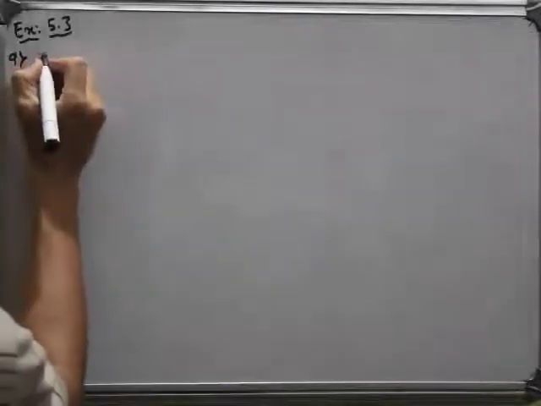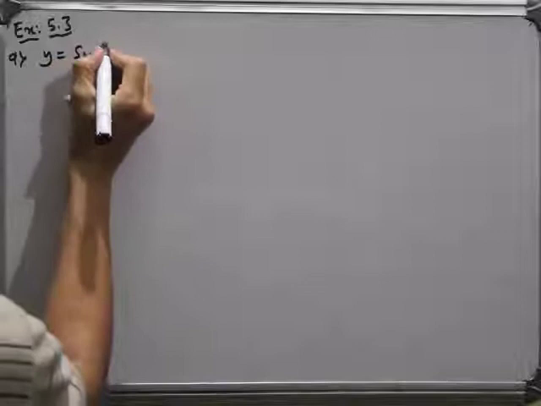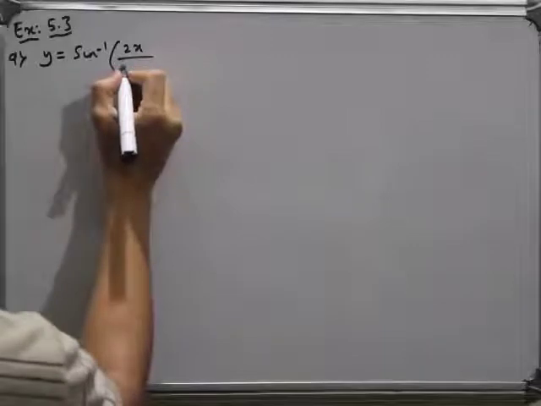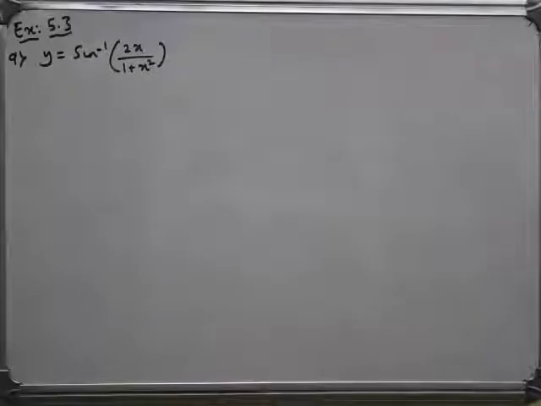Okay, so the given question is y is equal to sine inverse of 2x divided by 1 plus x square. So we have to solve it based on some inverse trigonometric concepts. So here it is, y is equal to sine inverse of 2x divided by 1 plus x square.